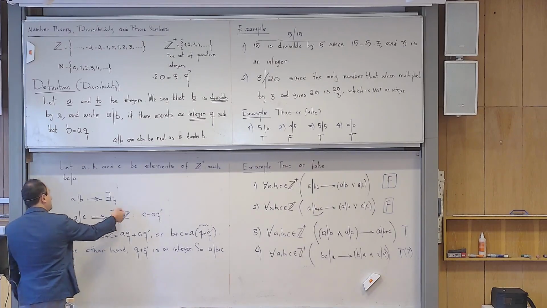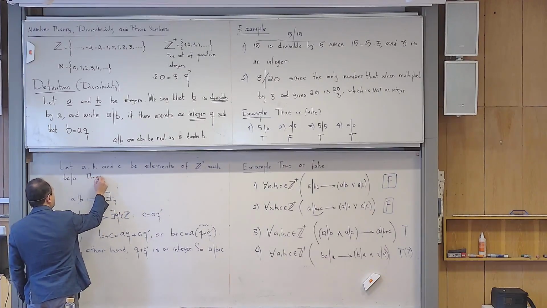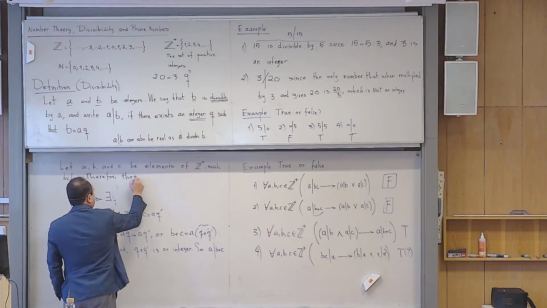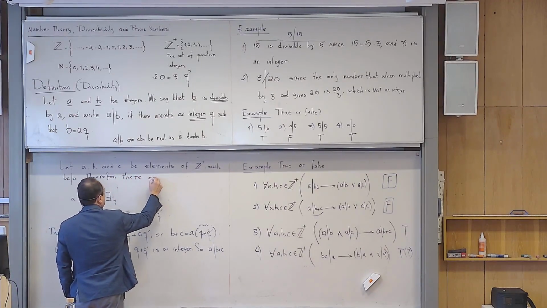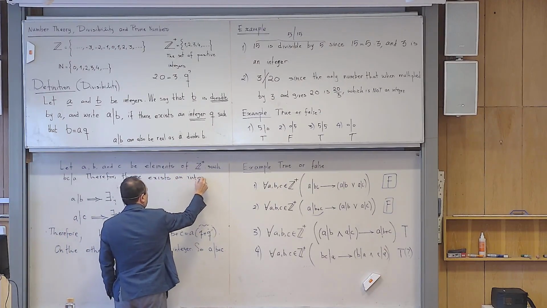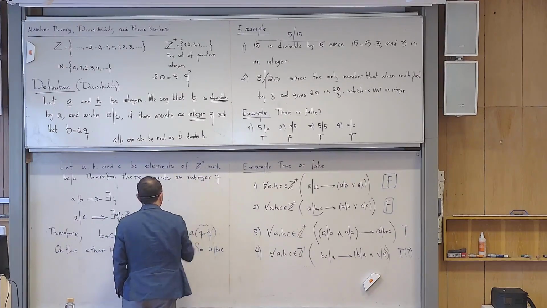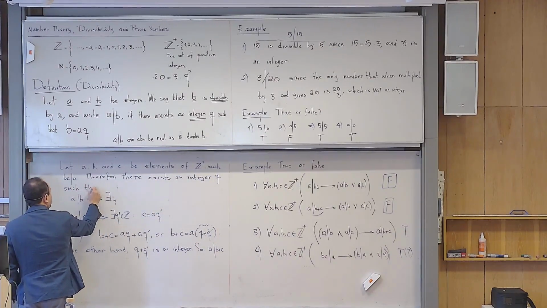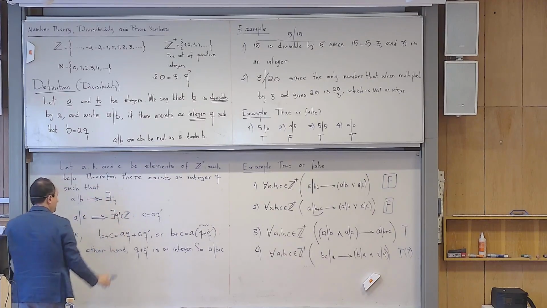So let me change my style now. Therefore, there exists an integer Q such that, so what do I write here? Can you help me?